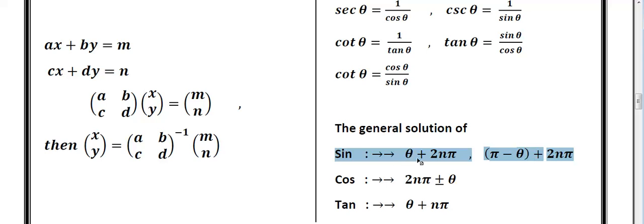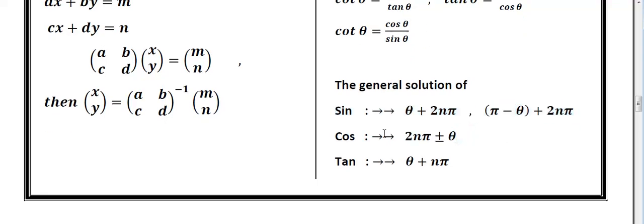theta plus 2 pi, it is remaining 180 times 2 equals 360 times n, in reverse to the number of rotations, or we can write pi subtract theta plus 2 times pi n. That is about sine and cosine and tan, about the general solution. Look at here again, tan will be theta plus n times pi, n times 180, half a rotation here. But in cosine and sine we have 1 rotation.